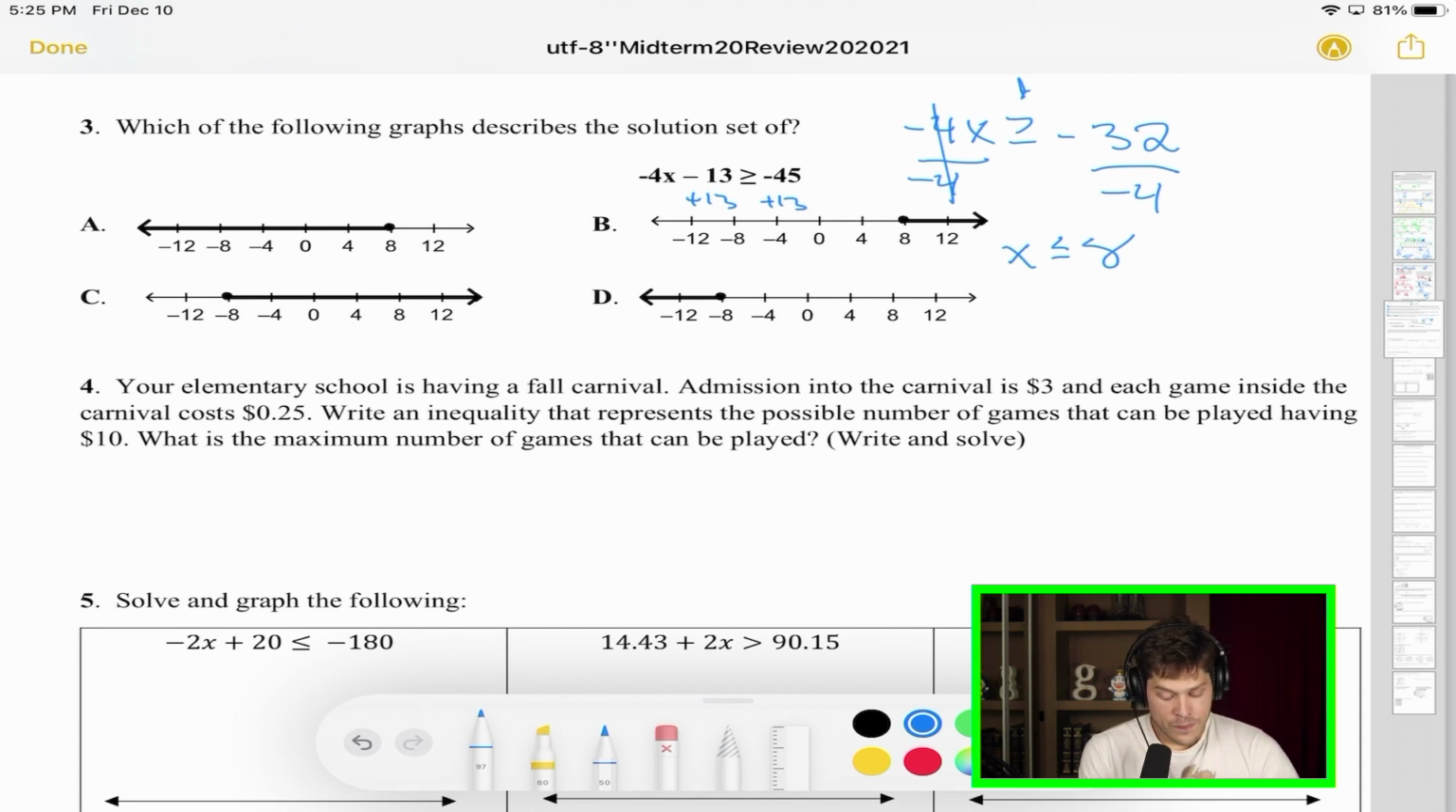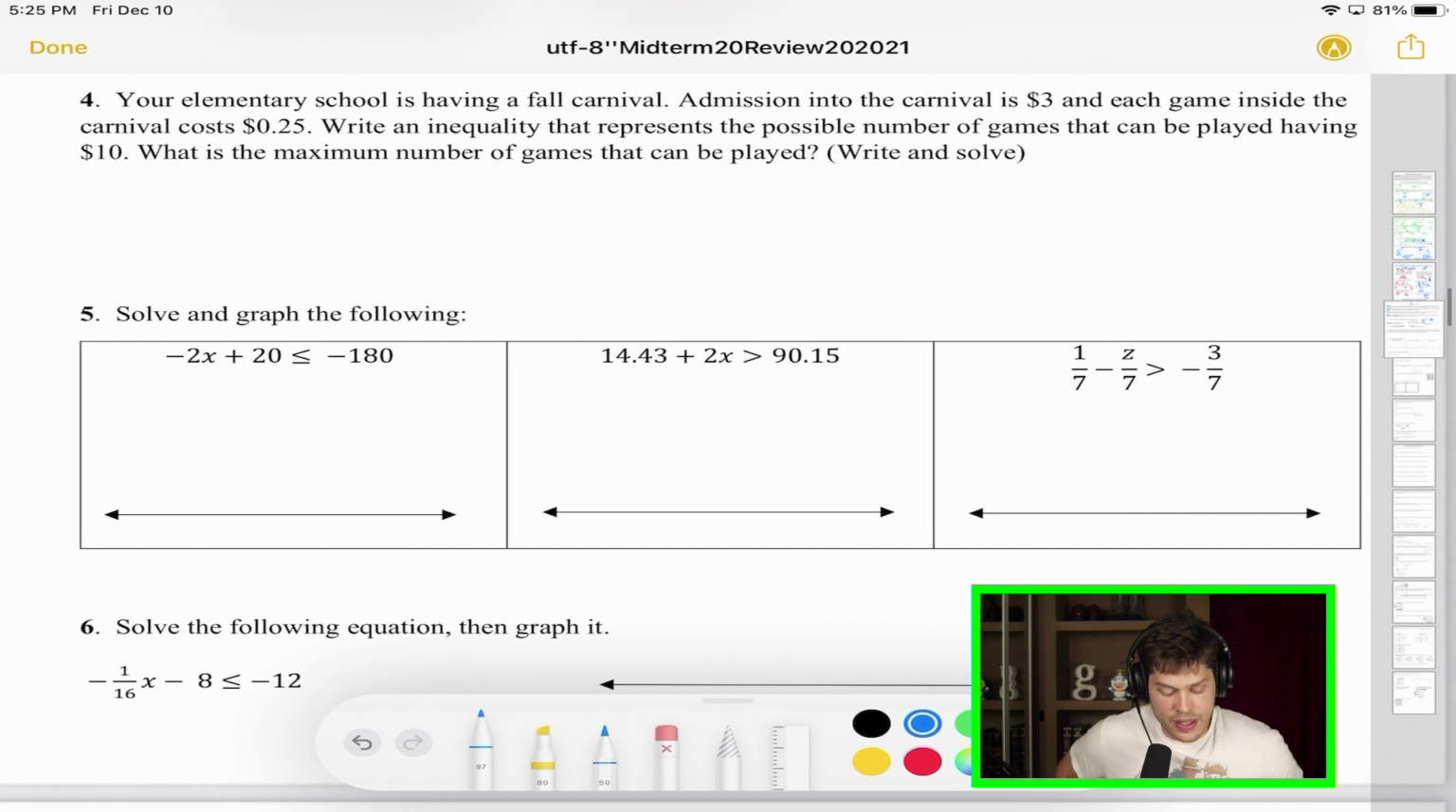So x is less than or equal to 8. So that's what A says. It's at 8 and it's less than it. Okay, if you didn't flip your sign, you might have chosen B, and that would be wrong, so you have to be really careful. Okay, number 4, your elementary school is having a fall carnival.